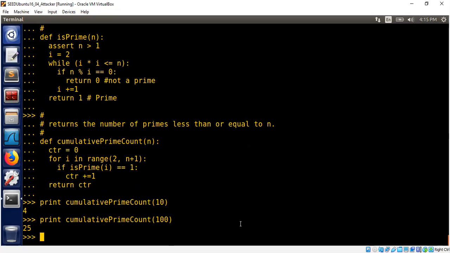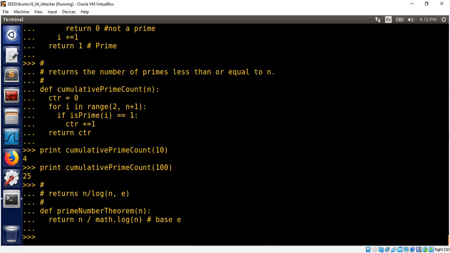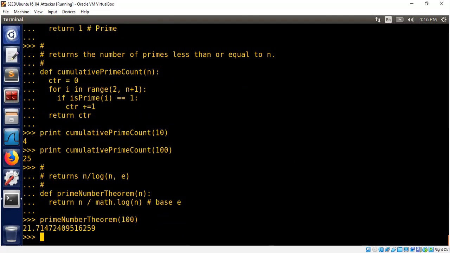Now let's try to approximate that with the theorem that I talked about. Remember, the number of primes less than or equal to given n can be approximated as n over log n, and I wrote that as well. So let's call the prime number theorem for the same input. Let's try for 100. The prime number theorem says there are very likely 21 primes. The actual count is 25. You see, it's getting very close.